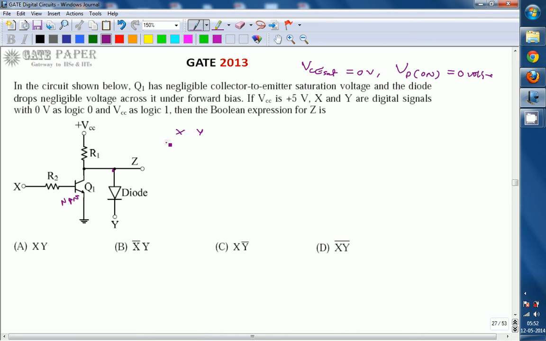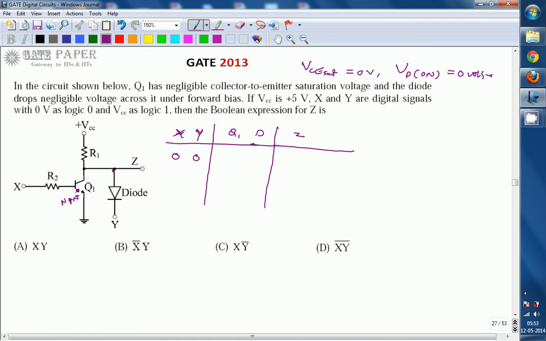X and Y are going to be inputs. Depending on X and Y, we see what happens for the Q1 transistor as well as diode D, whether they will be in the on condition or off condition, so that what will be the value for Z, that also we will finalize. So the possibilities are X and Y can be 0, 0.